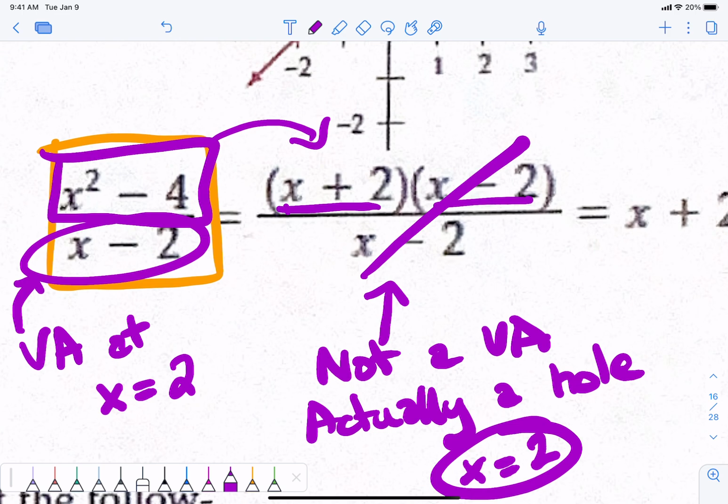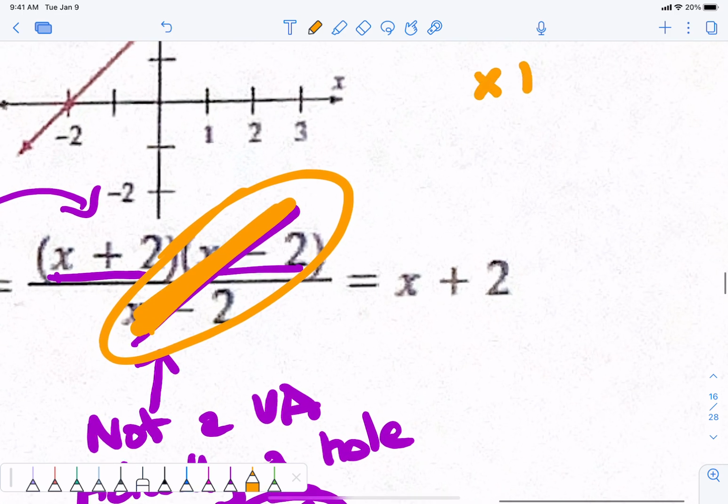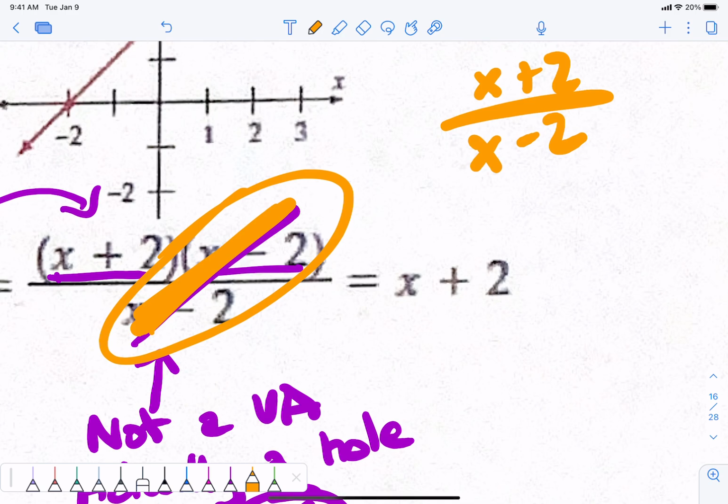Say that again? So when we broke down the top, it canceled with the top and the bottom. Like these two, it showed up in the top and the bottom. That means it's a hole and it's not a VA. Okay? So if it was just, let's say, x plus 2 over x minus 2, that would be a VA because it doesn't cancel with the top. Right? Okay? All right. Let me get rid of that.